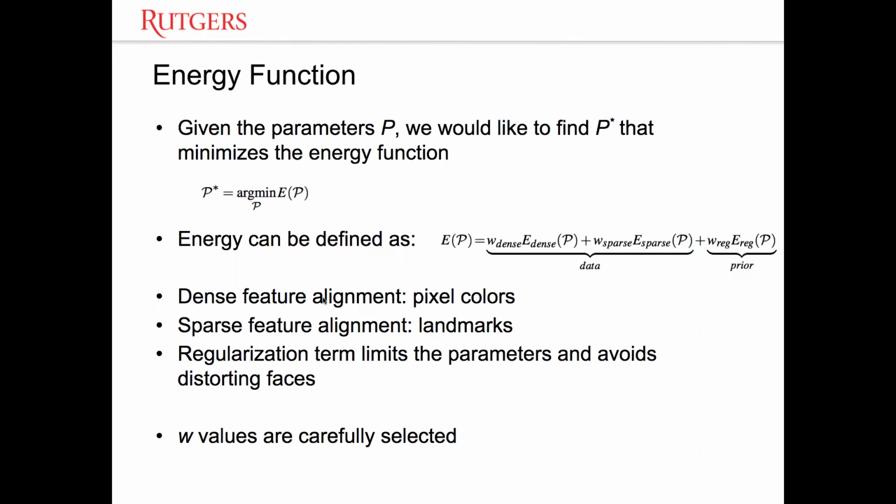Dense feature alignments are actually pixel colors. So you can directly compare the per pixel error between the ground truth image and the synthesized image. For sparse feature alignments, you are given two images. You can use a third party landmark detector to detect the landmarks for each image and compare the difference in positions of the landmarks in the two images.